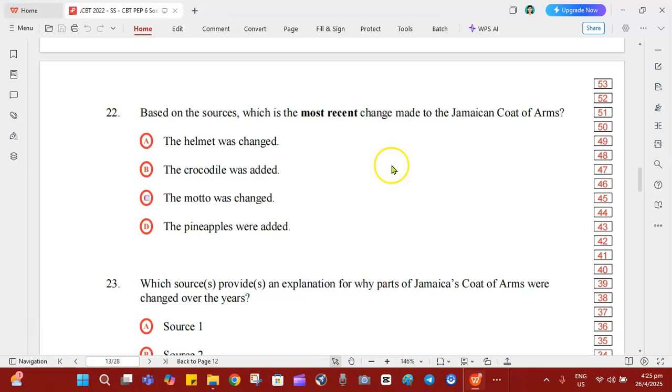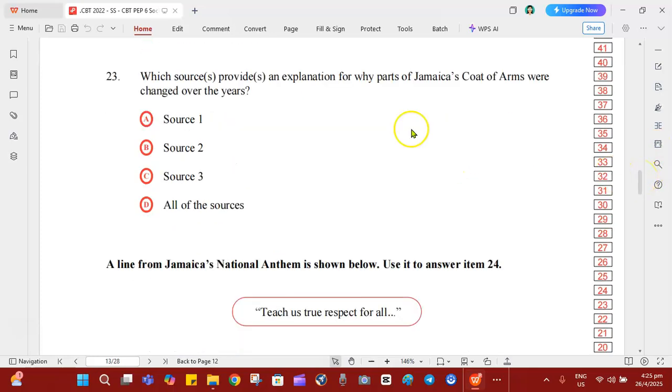The answer would be C, changing of the motto. All right, let's move on. 23. Which source provides an explanation for why part of Jamaica's coat of arms were changed over the years? You have to look at the sources again, but I know it's source 3, when Carl wrote to Carlos and told him.